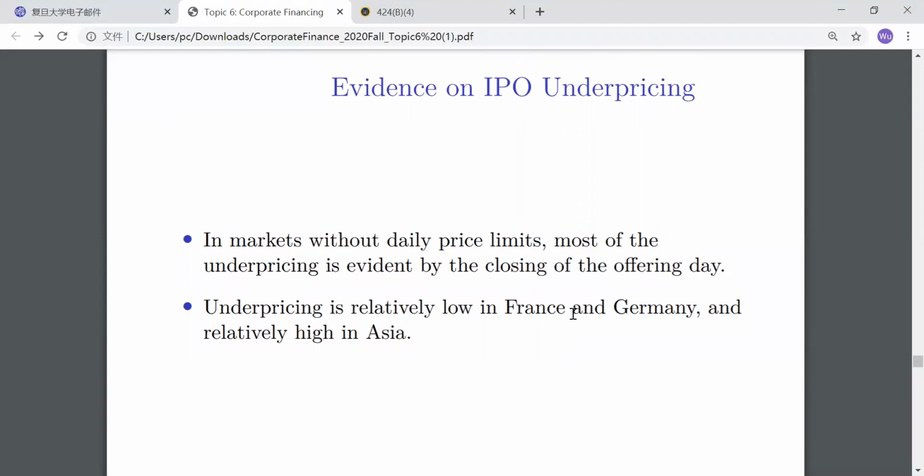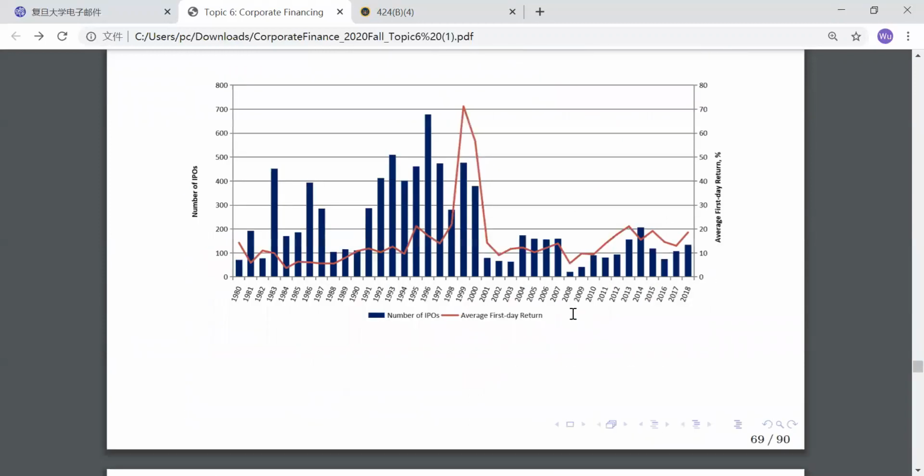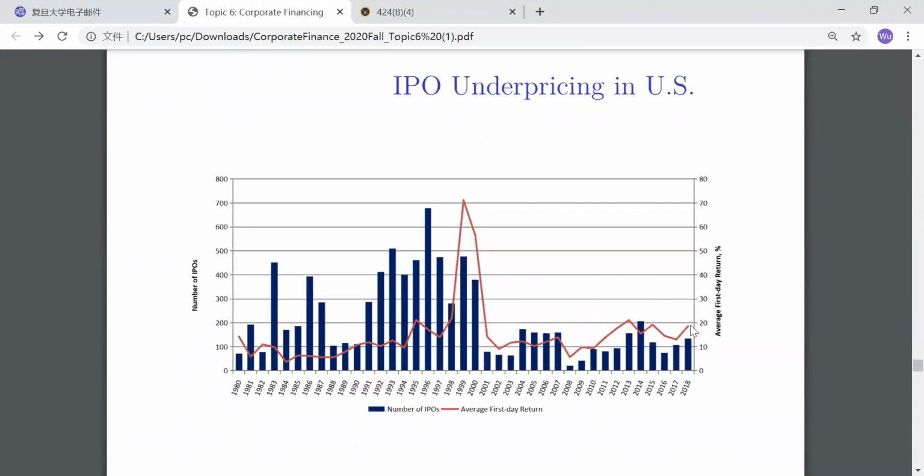But in general, on average, we find that there is IPO underpricing. So IPO underpricing is very high in the US and also higher in Asia, but relatively low in Europe. Right? So this is IPOs in the US. This is the number of IPOs. And then on the right is the average first day return. So you can see the average first day return is about 10 to 20%, right? Which is pretty high, right? So 10 to 20%.